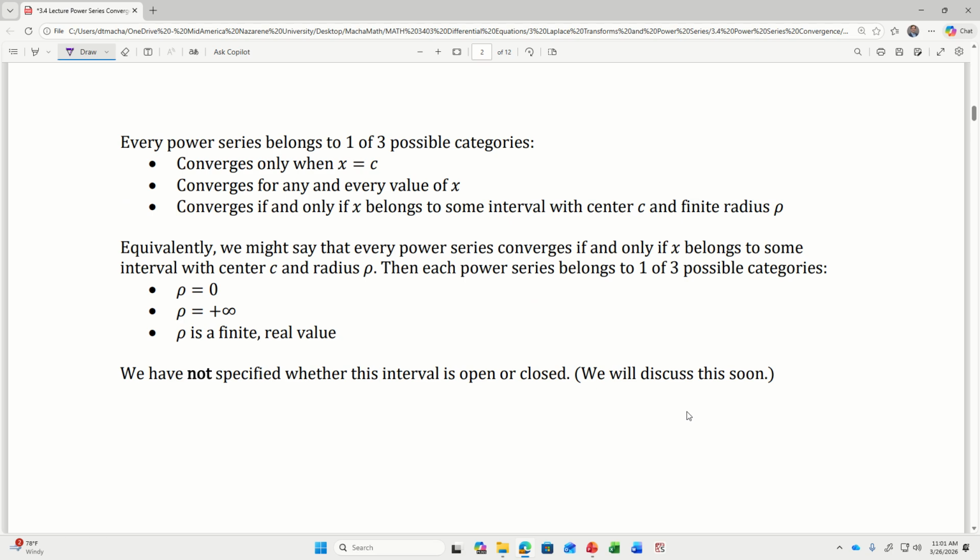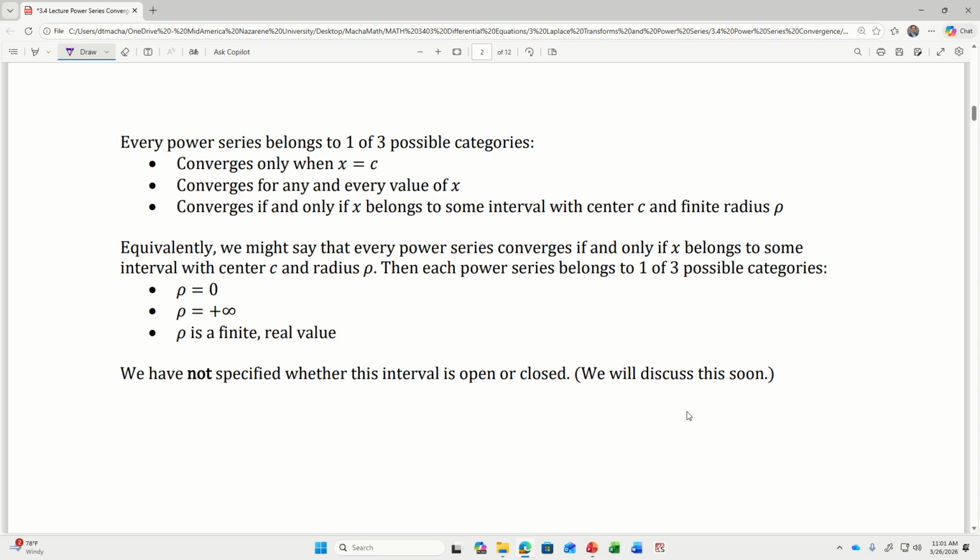So every power series belongs to one of 3 possible categories. Some power series will converge only when x is exactly equal to c. And this is a really, really boring case because then every factor that has x minus c will just be 0. And so the power series is just equal to its constant term at the point x equals c, and it diverges everywhere else. So that's a super boring case.